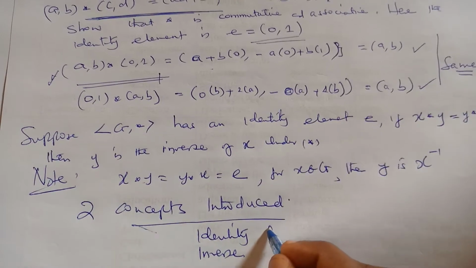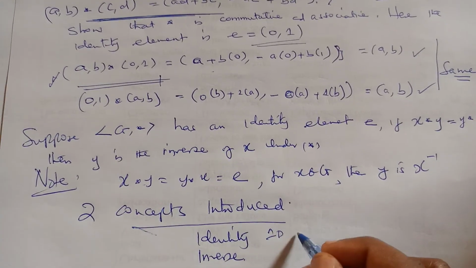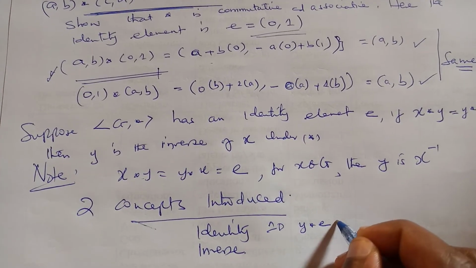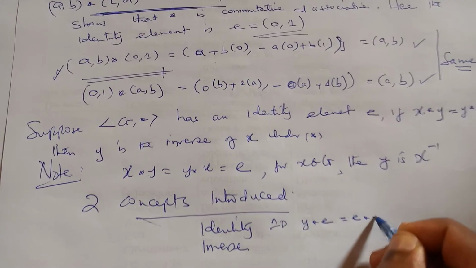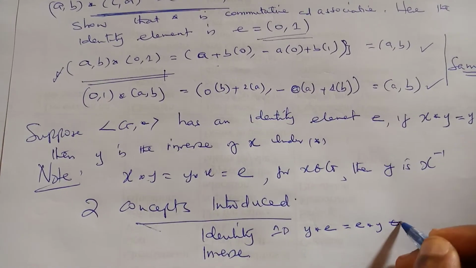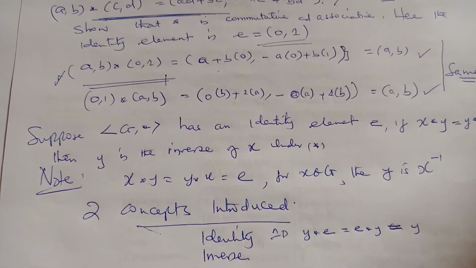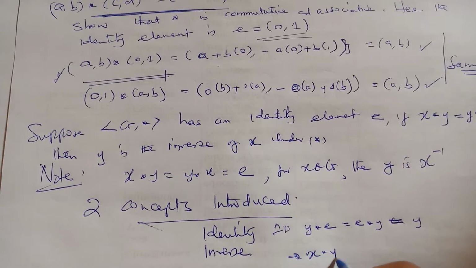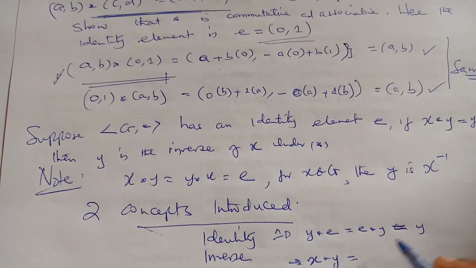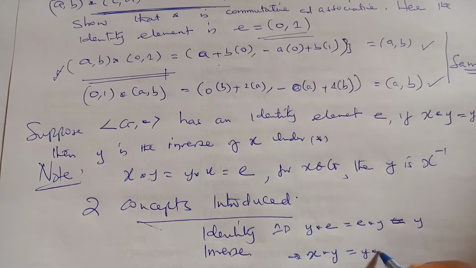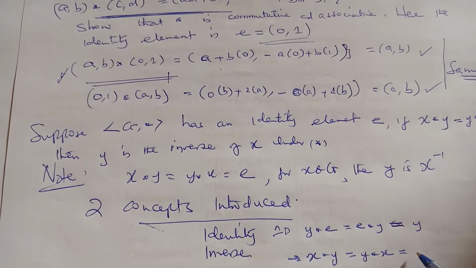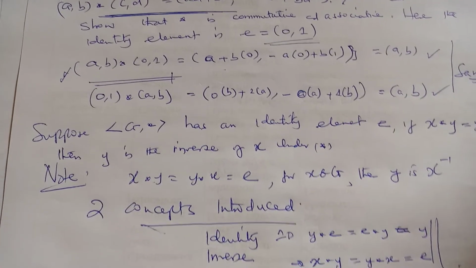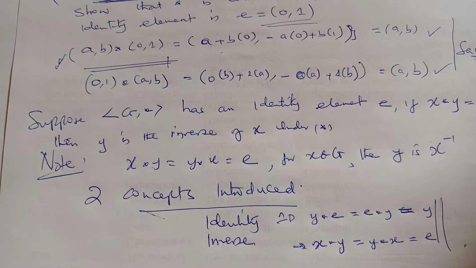For inverse, we have said that if you have a given E, then we get Y, and X by Y being equal to Y by X, because that's allowed, gives us E, then that will have defined the two concepts.